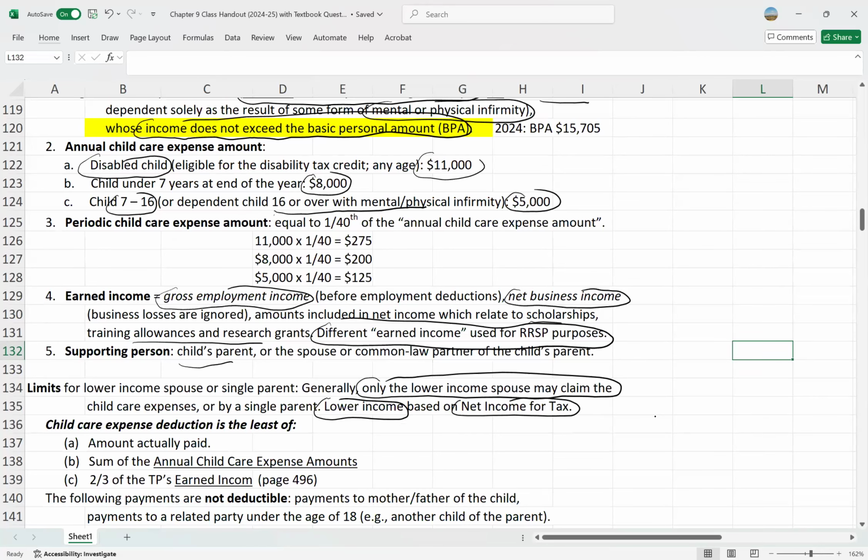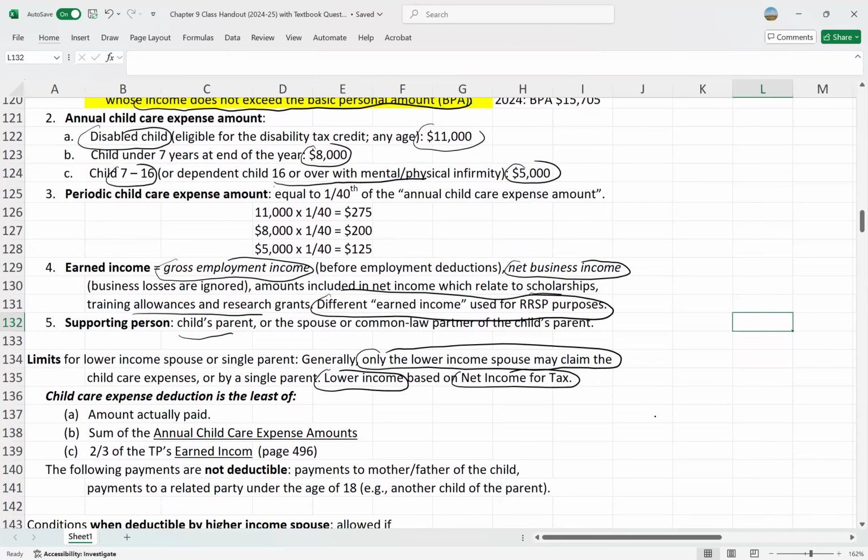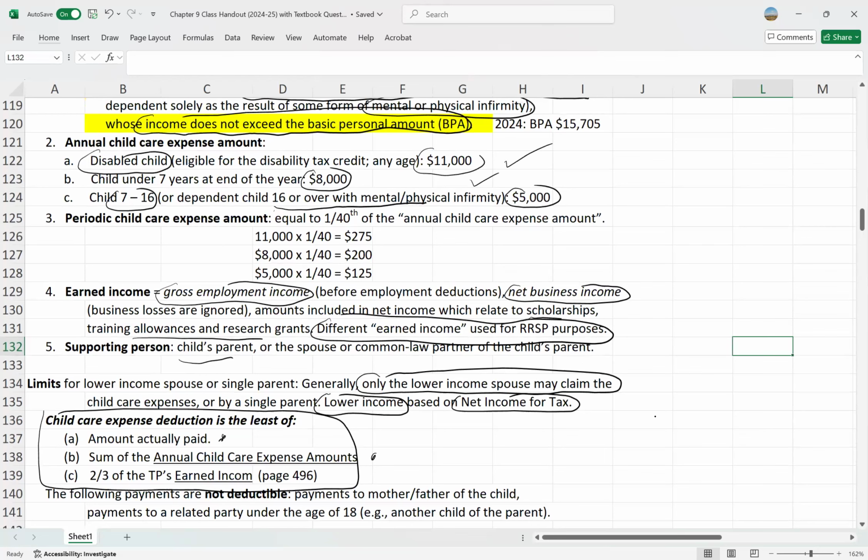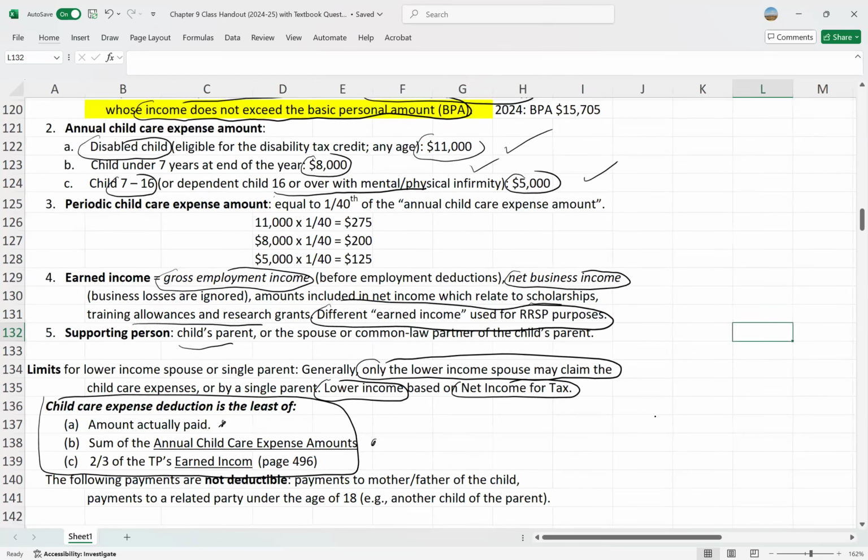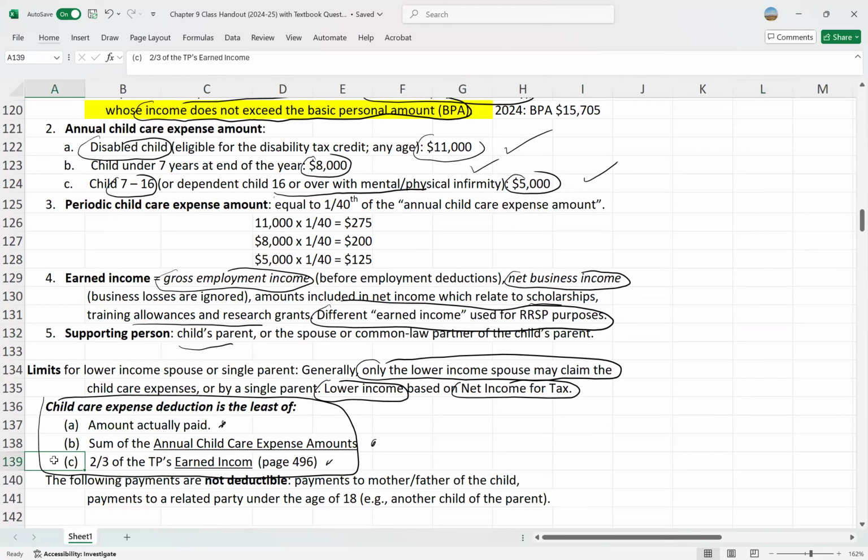The lower income spouse can claim childcare expenses based on the least of these three amounts: the actual amount paid, the sum of the annual amounts. The annual amounts again are the 11,000, the 8,000, the 5,000, or 2/3 of their earned income. Remember that definition of earned income that we talked about? We figure out the earned income for the lower income spouse, and then we would multiply that by 2/3, and the deduction they can make is the least of these three amounts.